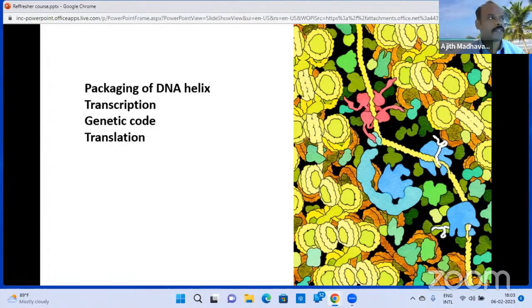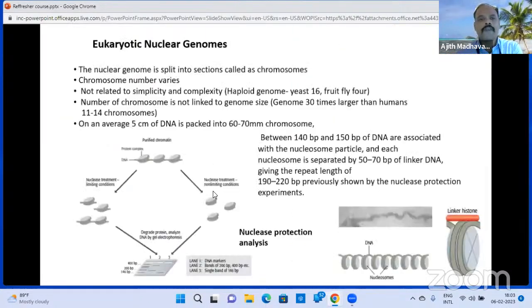Today we'll have an interesting discussion, not because the discussion is going to be interesting, rather the topic itself is interesting. Let's talk about the packaging of, as ma'am mentioned, packaging of DNA helix, then the transcription process, the genetic code and translation. So let's right away move to the packaging of the DNA molecule.